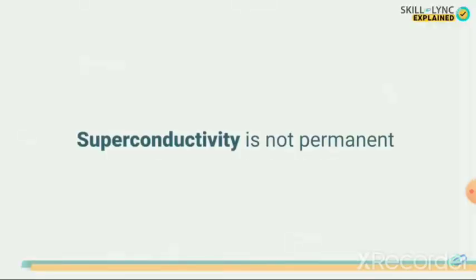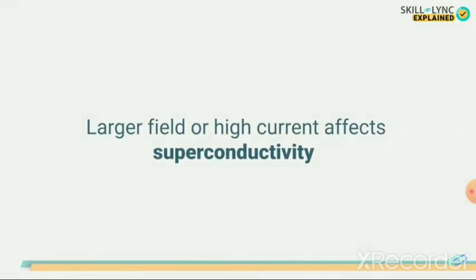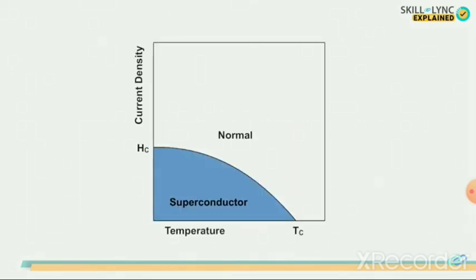But superconducting property is not permanent. The material can lose its superconductivity when a large current or another magnetic field of high intensity passes through it. The minimum current density at which a superconductor turns into a conductor is known as the critical current density, and the minimum intensity of magnetic field at which the material loses superconductivity is known as the critical magnetic field.